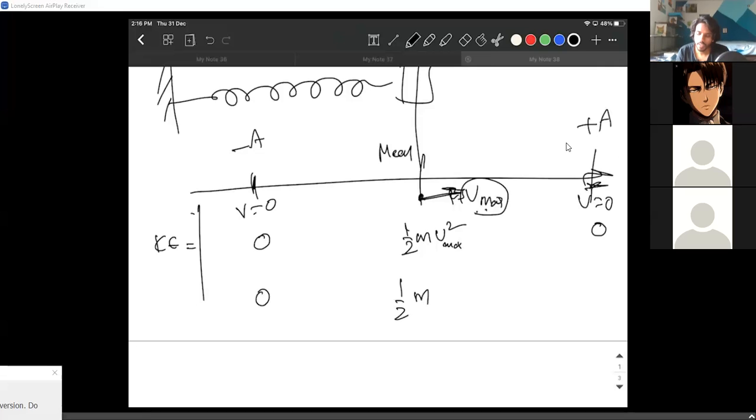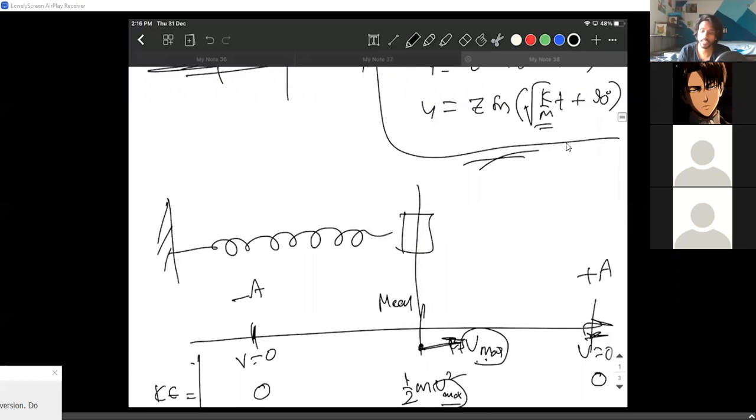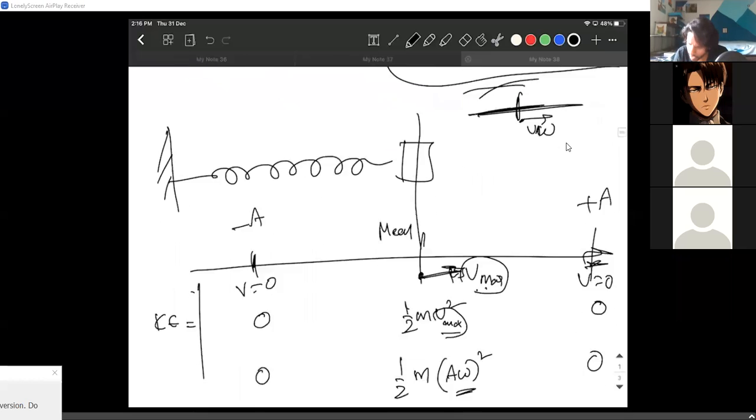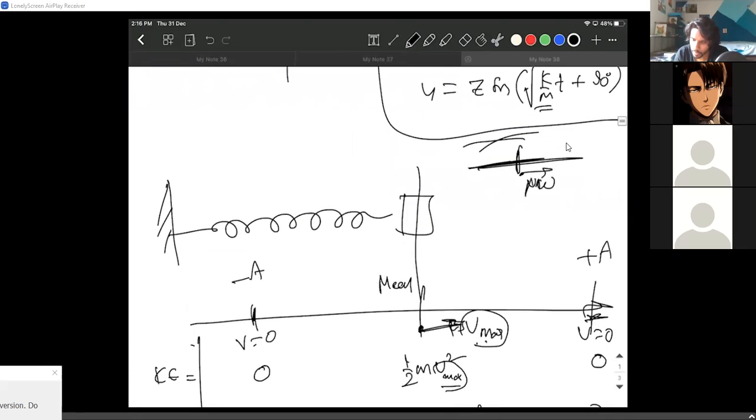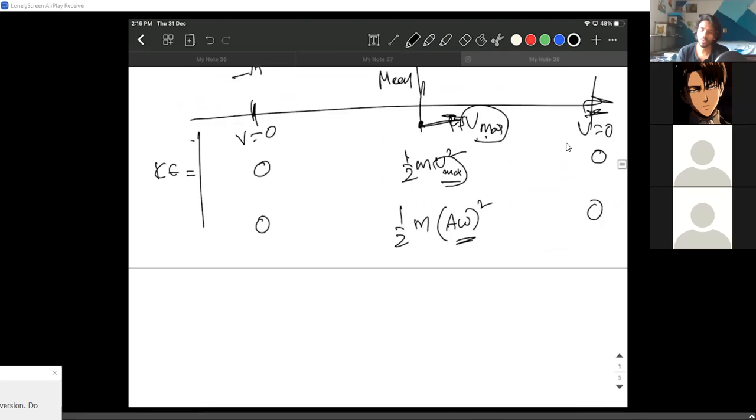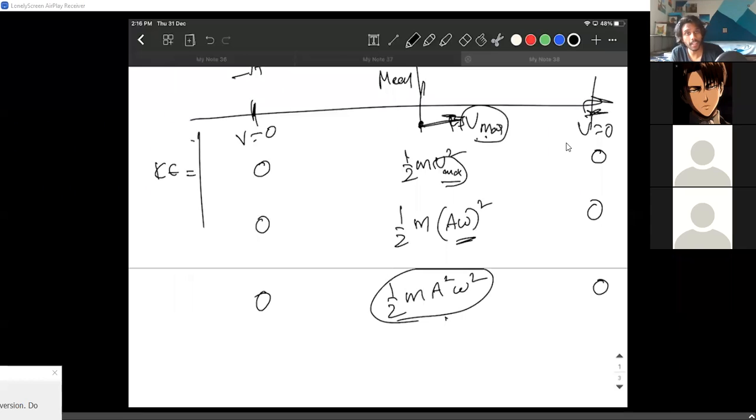Do you remember the Vmax value as A omega? In an SHM oscillating at the mean position, the maximum speed is, sorry, Vmax equals A omega. So the kinetic energy can also be written as half m A square omega square at the mean position, and 0 at this position and 0 at this position. Simple to write the kinetic energies.